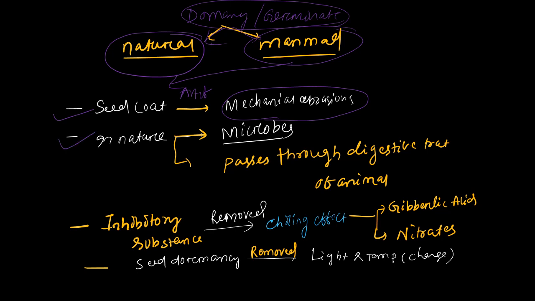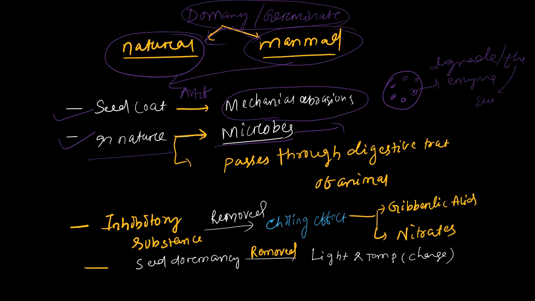Next, natural. In natural, we do it through microbes. We know that this is a culture plate. This contains bacteria. This bacteria secrete enzymes. This enzyme degrades the seed coat so that germination can happen.